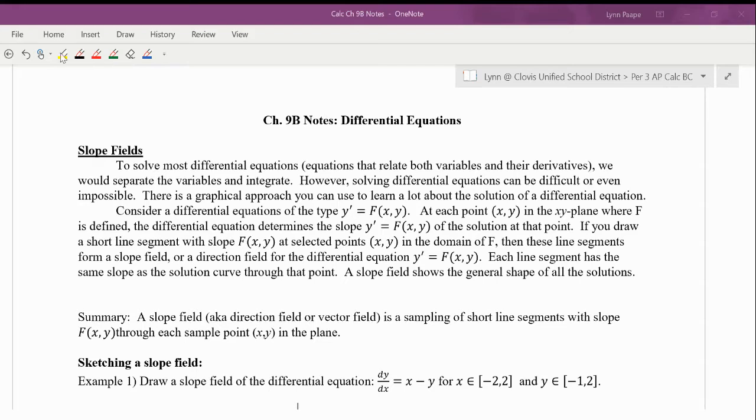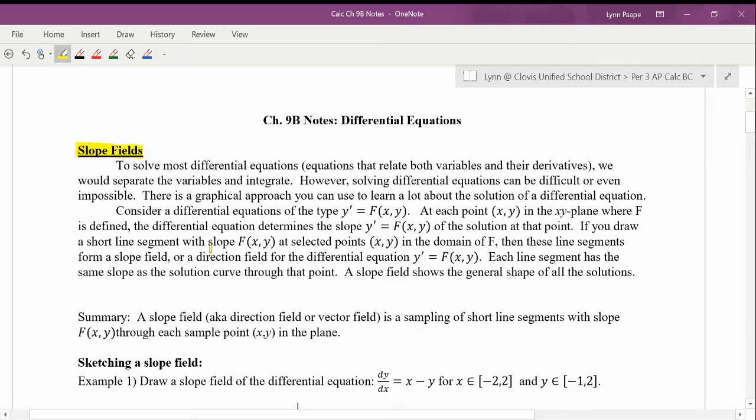In our hodgepodge unit, we're going to be looking at how we can apply our derivative or differential equations without integration. So how can we look at the original function without actually integrating? Our first thing that we're going to be looking at is what we call slope fields.